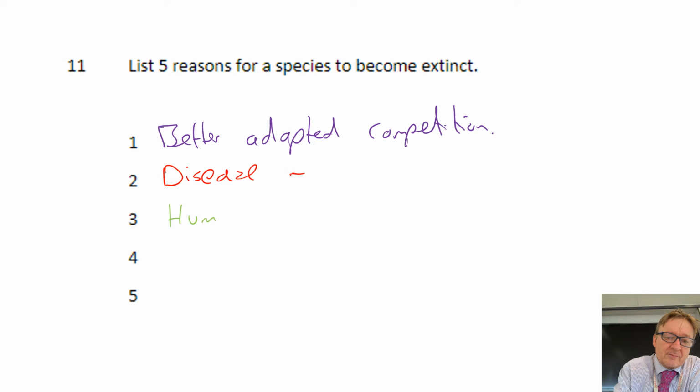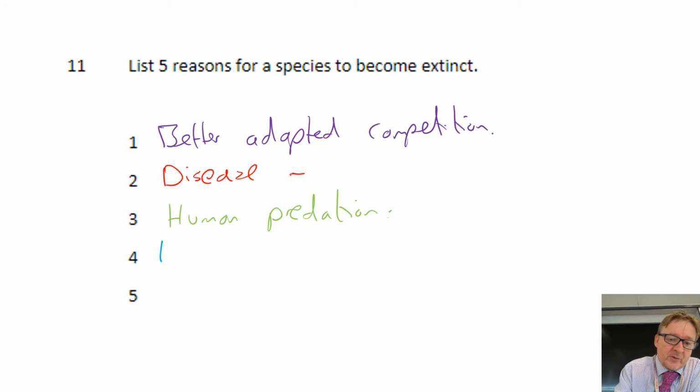Human predation. A good example of that could be the dodos. Dodo, big bird. A lot of it will have been due to dogs, rats and cats eating eggs and killing the birds themselves, but it's also the predation of humans. Humans will go out there and shoot and eat, or even just go and shoot for fun.